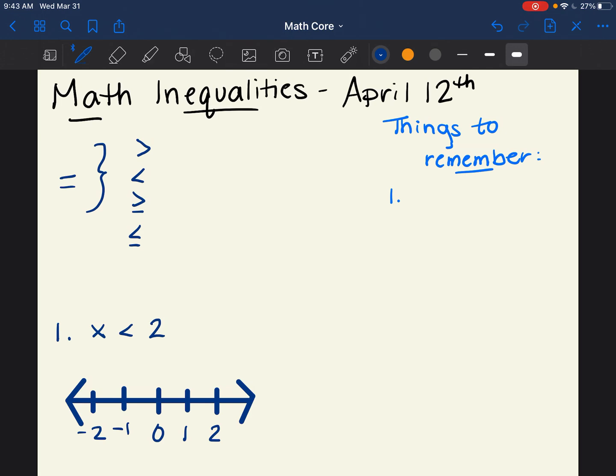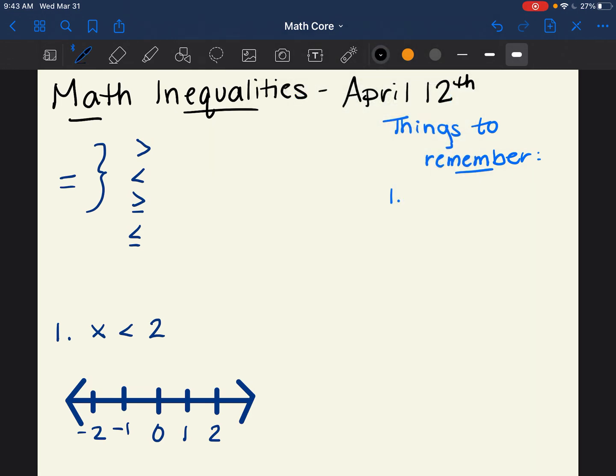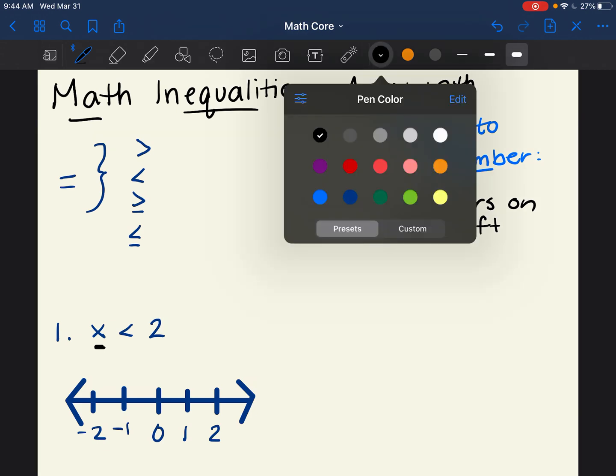So when we graph, there's a couple things that I need you to remember. The first thing that I need you to remember is we are going to be keeping the letters on the left. Right? Letters on the left. What I mean by that is, see this X? This X is on the left of the inequality sign. Okay? We want to keep all of our letters on the left as much as possible.